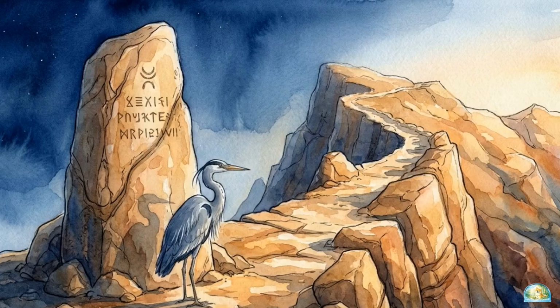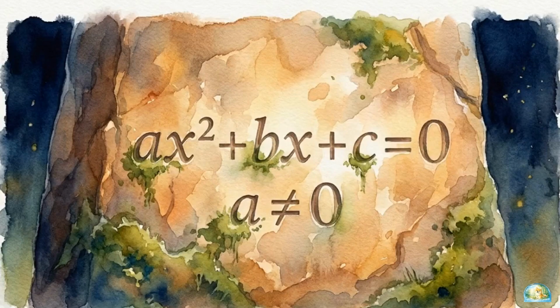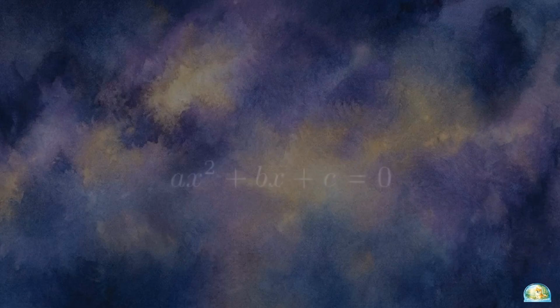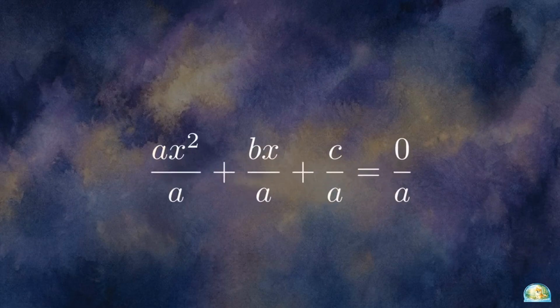Start with ax squared plus bx plus c equals 0, where a is not 0. What equation results after dividing every term by a? Because a is not 0, we divide both sides and every term by a. This gives x squared plus b over ax plus c over a equals 0. Then we move the constant term to get x squared plus b over ax equals negative c over a.